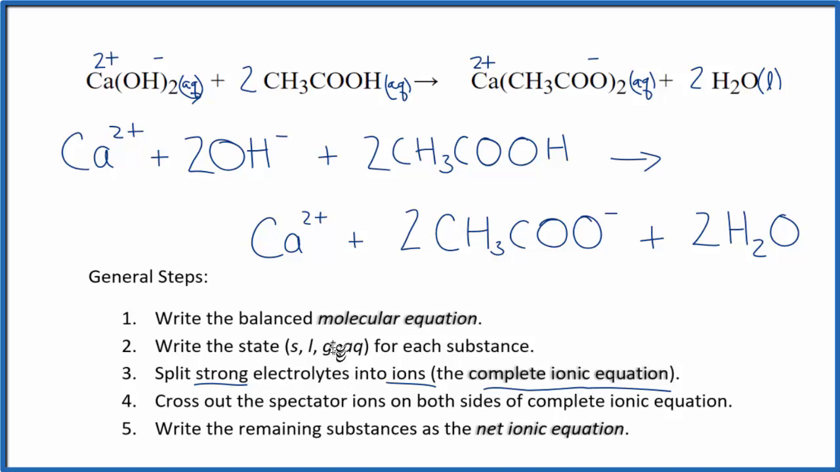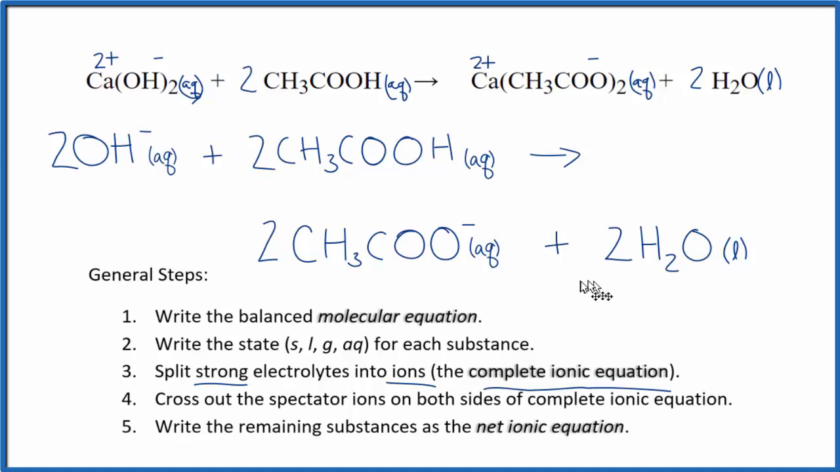Now we can cross out the spectator ions. These are ions that are the same in both the reactants and in the products. So we have Ca2+ here, Ca2+ here. We can just cross that out. It hasn't changed. Hydroxide, we don't have that on this side. And then we have the acetic acid here, and then we have the acetate ion. So these are very different. So all we can cross out, that's those calcium ions. Let's clean it up, write in the states to have the net ionic equation.